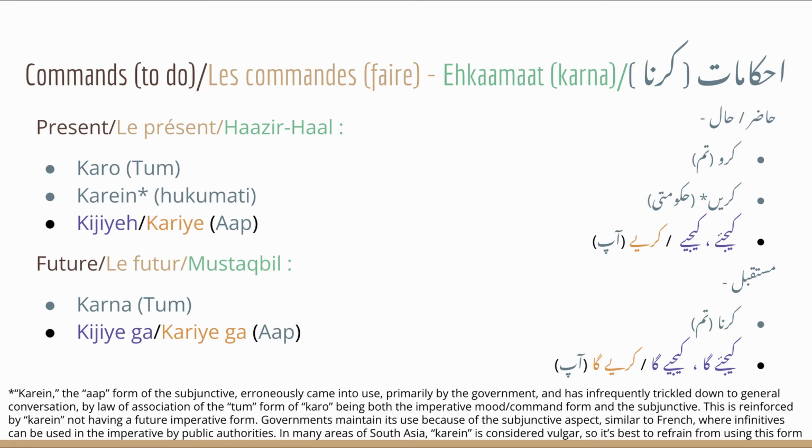So, yeah. And then kare, which is technically the aap form of the subjunctive, and it erroneously came into use primarily by the government and has infrequently trickled down to general conversation by law of association, because the tum form karo is both the imperative form and also the subjunctive form for tum. So this is reinforced by kare not having a future imperative form. So governments maintain its use because it is the subjunctive aspect. So it's not exactly like a command. It kind of adds like, if you do this, sort of.